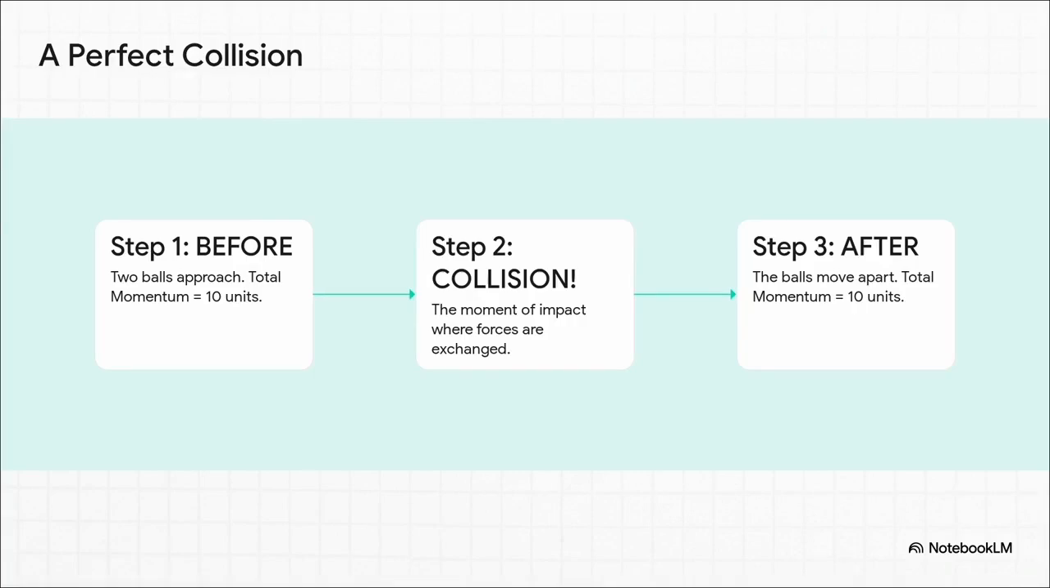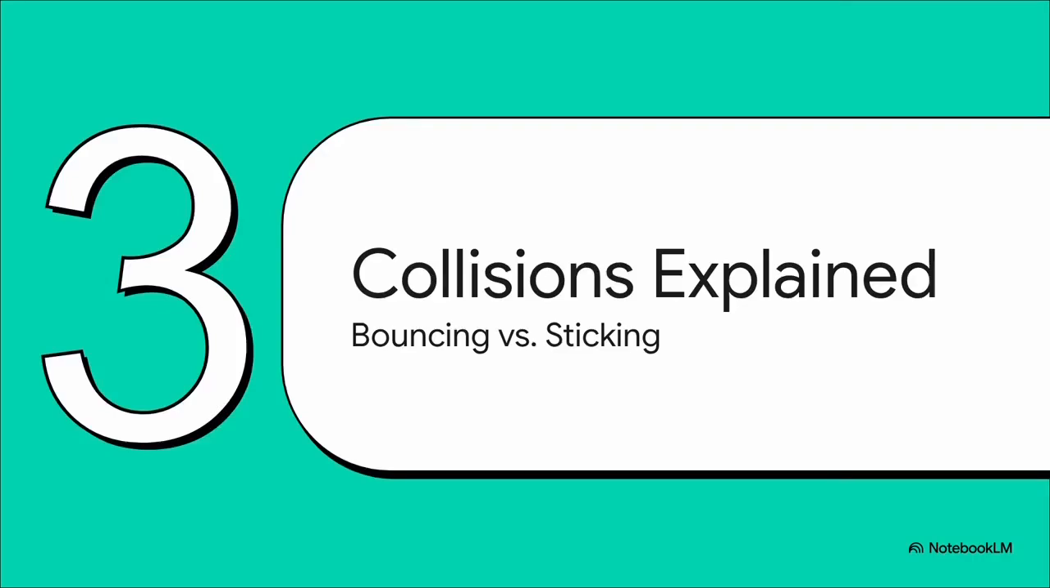Then, bam, they collide. They bounce off, changing their speeds and directions. But here's the magic. If you were to measure their total momentum after that collision, you'd find it's still exactly 10 units. The oomph wasn't lost, it was just perfectly redistributed between the two balls. So the big takeaway is that momentum is always conserved in one of these closed systems.